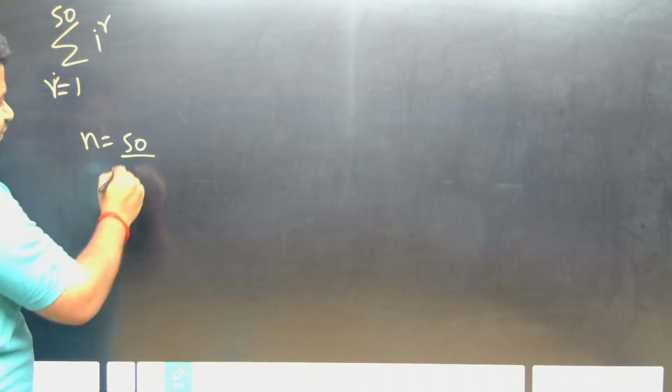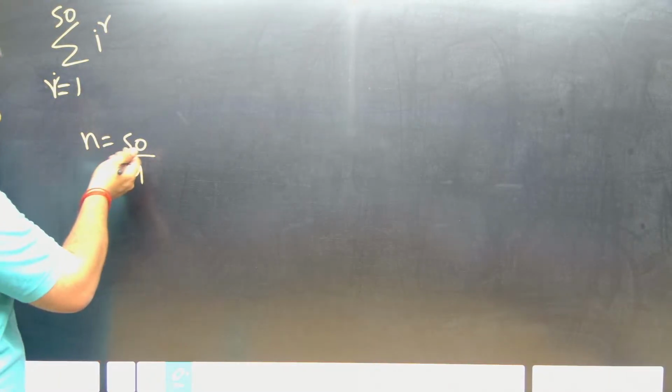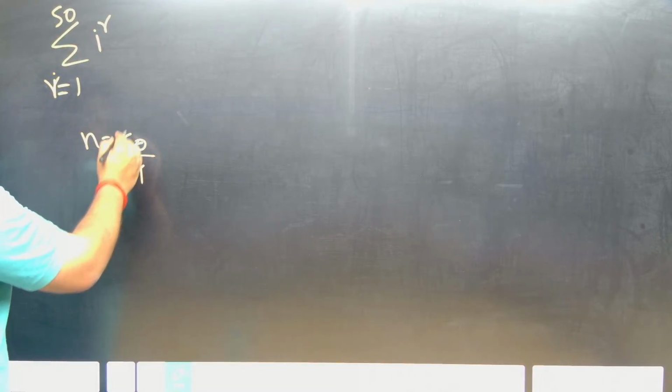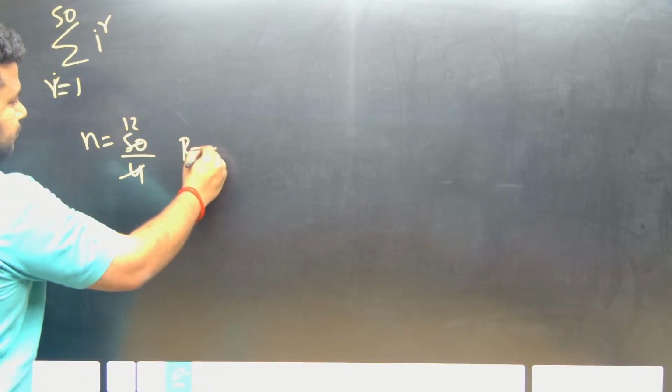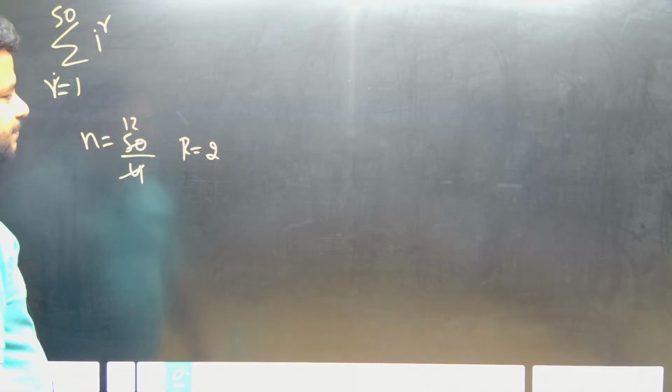I have to divide n by 4. N is what? 50. Dividing 50 by 4, what is the value I will get? 4 12s are 48. Okay. What is the remainder? Remainder here is 2.